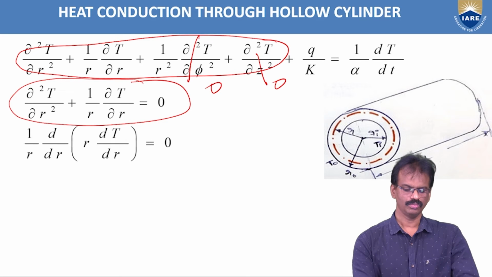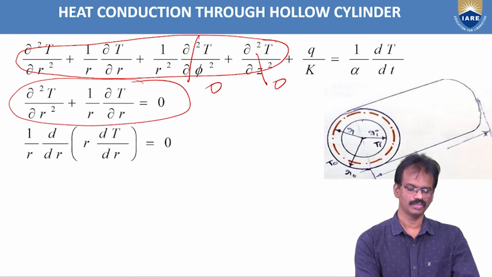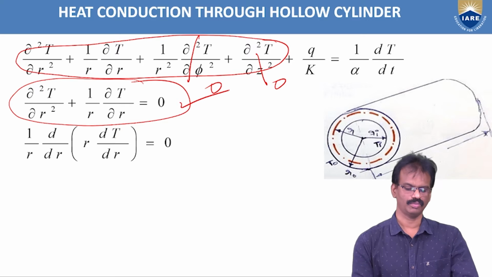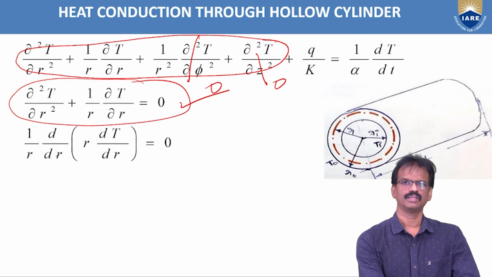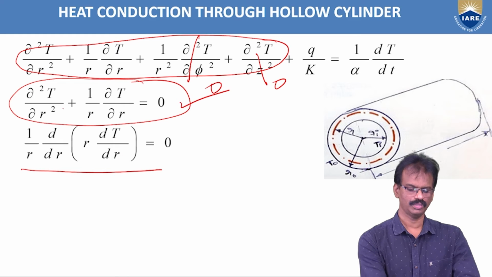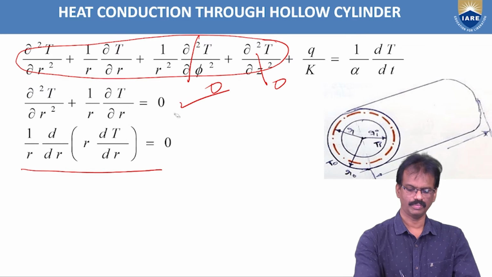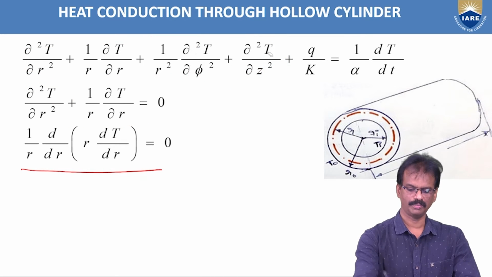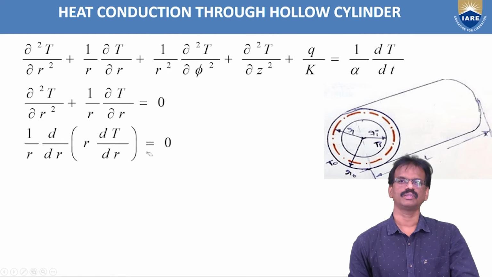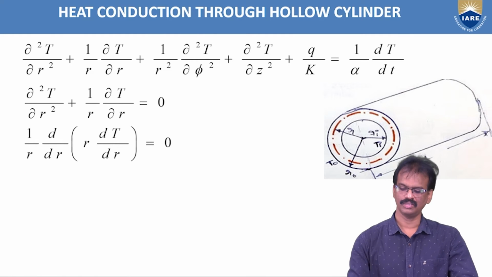Okay, we can rewrite this formula like this: 1 by r into d by dr into r dT by dr. If you take the derivative of this with respect to r, we will get this. So this is just the final formula. By using this formula, we will get the rate of heat transfer in the cylinders.